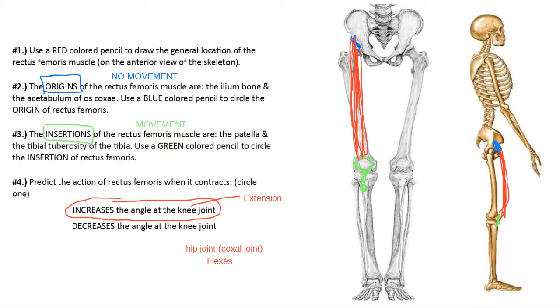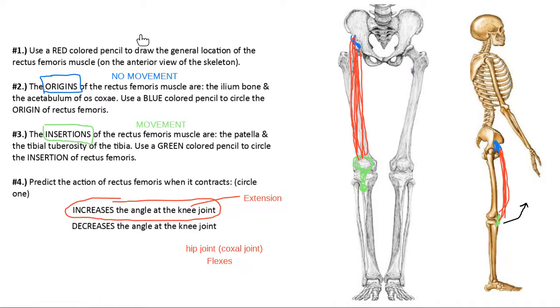If I pull this insertion toward this origin, so we're moving forward at the hip joint, that's bringing the femur closer to the pelvis. That would be flexion of the femur at the coxal joint. If I take this right here, my tibia, and I move it this direction, I'm actually making the angle back here at my knee joint bigger.